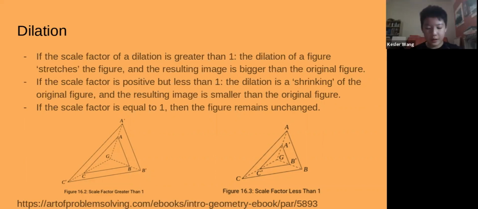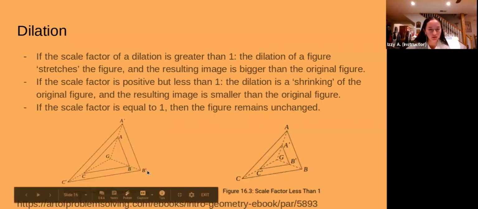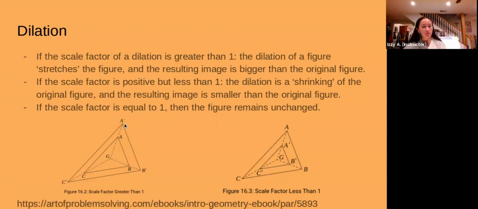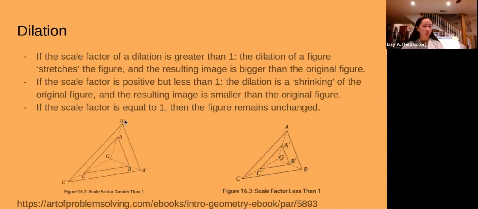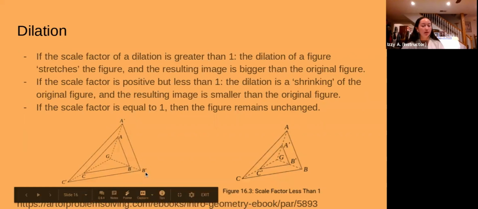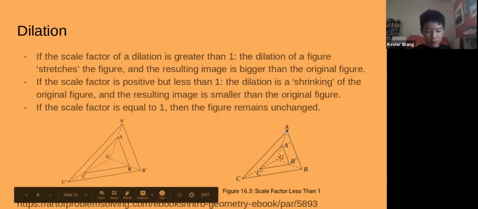I have a question. How do we tell which is the original shape? Oh, okay. The original shape is not going to have this. You see the apostrophe sign right here? So this would be the original shape because it doesn't have the apostrophe sign, but if there's an apostrophe sign next to the point, then that is the new shape that results from the dilation. So yeah.